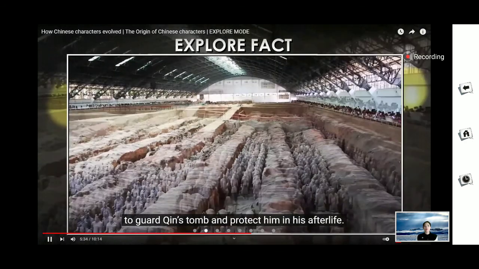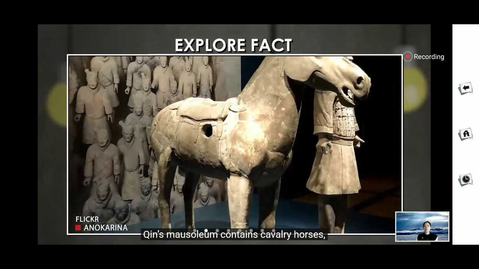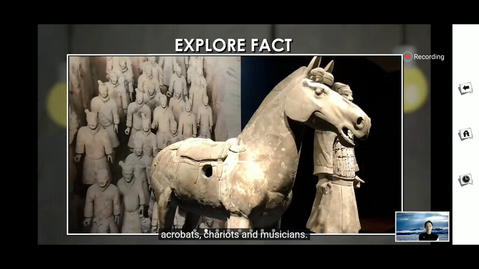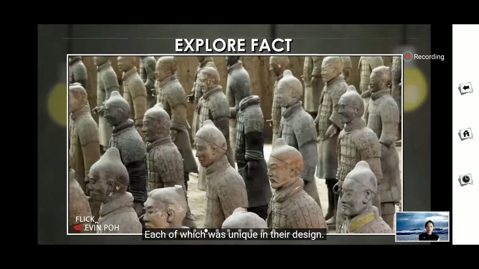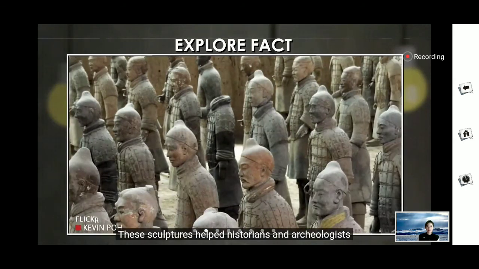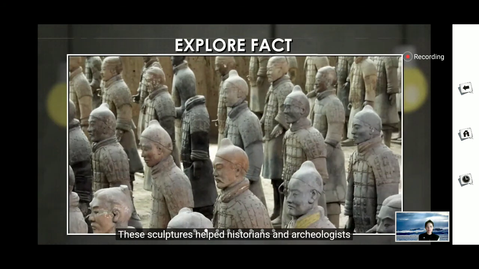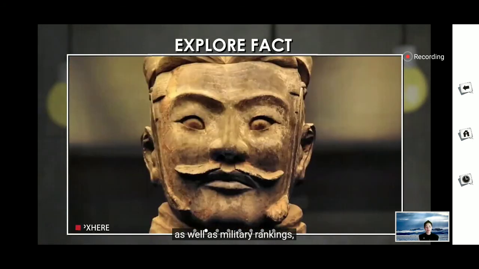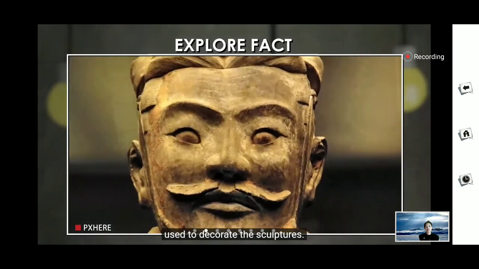But it wasn't just soldiers. Qin's mausoleum contains cavalry horses, acrobats, chariots, and musicians, each of which was unique in their design. These sculptures helped historians and archaeologists study the craftsmanship of this time, as well as military rankings and even the chemical components of the paint used to decorate the sculptures.